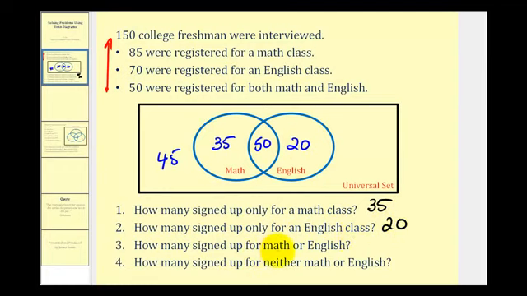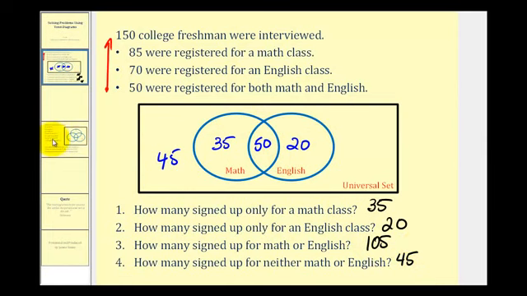How many signed up for math or English? This question is asking for any student that took a math class or an English class. So it would be all the students in this entire region here. So 35 plus 50, that's 85, plus 20, that's 105. And then number four, how many signed up for neither math or English? That would be the students outside of our circles here, which would be 45 students.